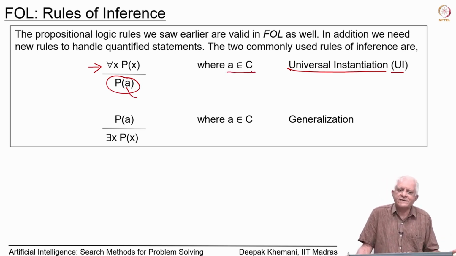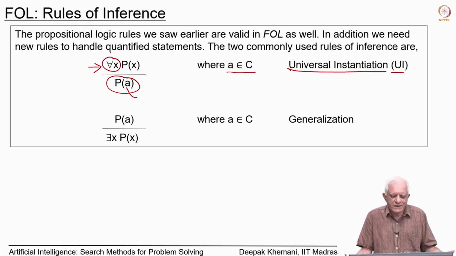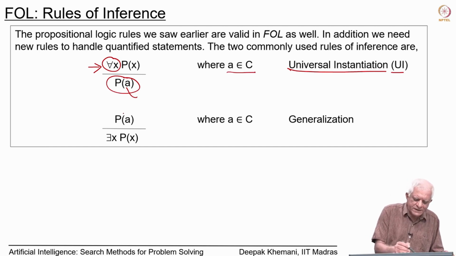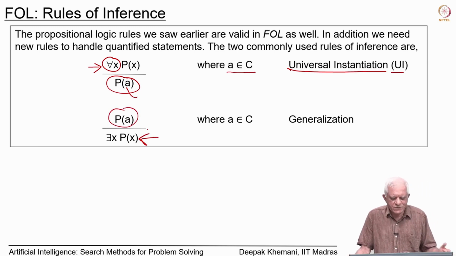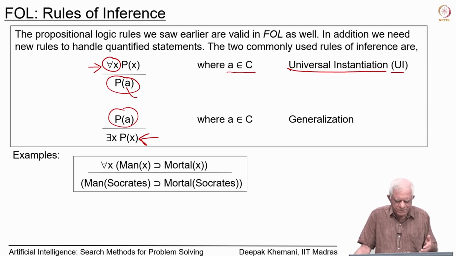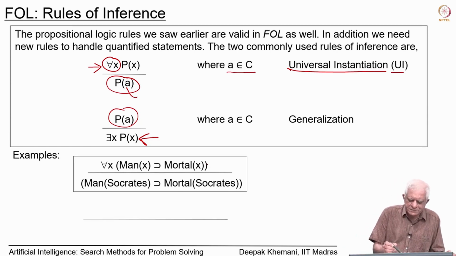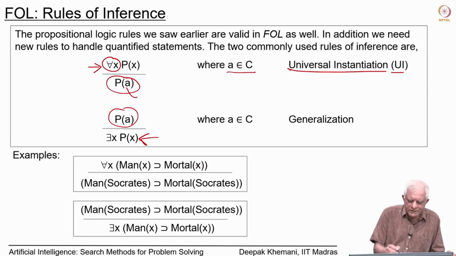Now, obviously, this makes sense, because when you say for all x p x is true, that means you take any element from the domain and it must be true. So, in particular, if you take any particular element a, it must be true for that. And the converse in some sense is that if you know that p a is true, then you also know that there exists an x such that p x is true, because you know that p a is true. So, an example of this is, if you were to say all men are mortal, you can infer from that the sentence which says that Socrates is mortal.